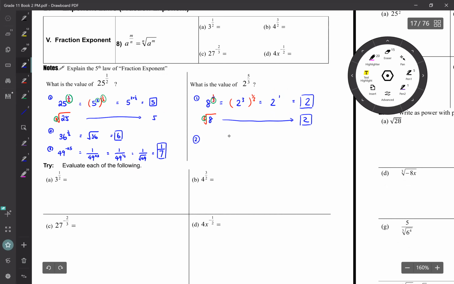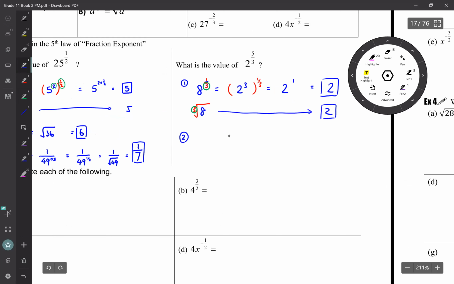So example 2, 2 to the 5 over 3. I can think of it as two things happening. I can have a 2 to the 1 over 3 times it by 5, right? I can split the 5 over 3 into 1 over 3 times 5 over 1, right? It's the same as written like that. So 2 to the 1/3 we know as a cube root.